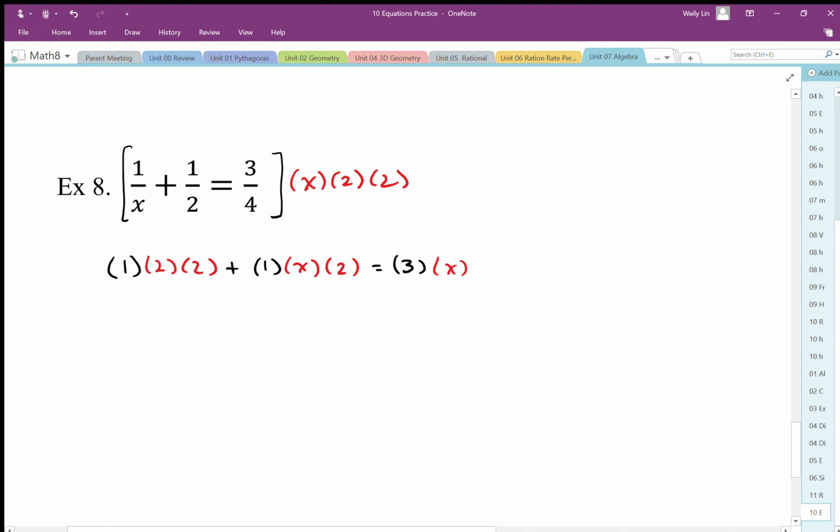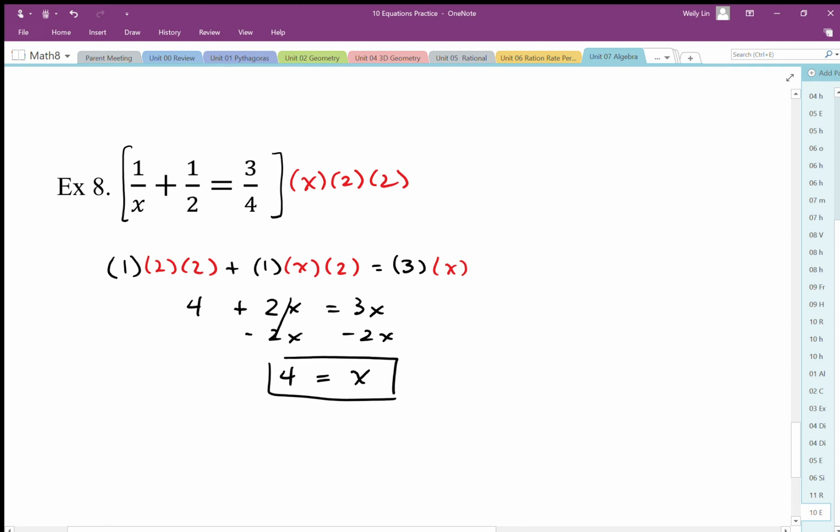So I'm just going to clean this up. I can work out my numbers and I can work out my algebraic terms. So that's going to be 4 plus 2x equals 3x. Subtract 2x from both sides. Left hand side I get 4. 3x minus 2x gives me my x. Well, I've actually solved for x.